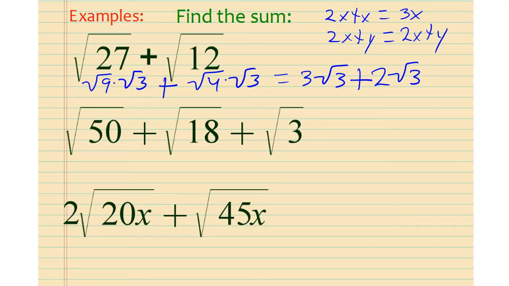Now, can I add these two terms together? I can, because they have the exact same thing inside the radical. So 3 root 3 plus 2 root 3 is 5 root 3.